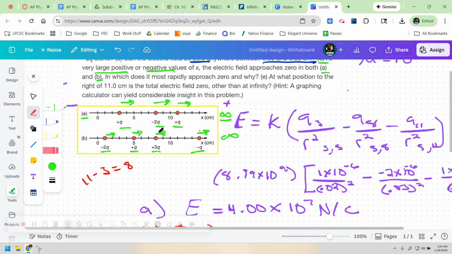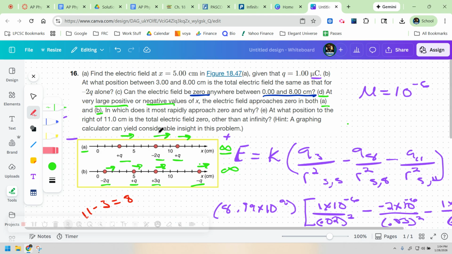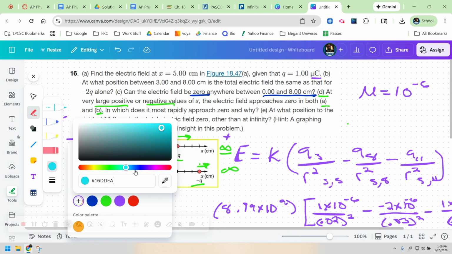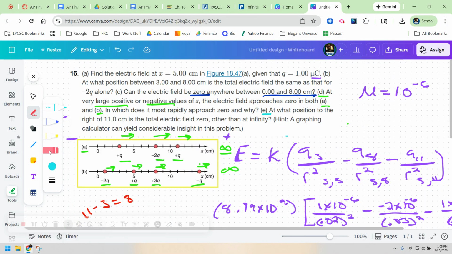Part E, I don't know what color to do it in. Part E, it says, let's pick a color first. Let's do this color. Yeah, that's fun. All right, so we'll do this. So for part E, let me erase all my work here.